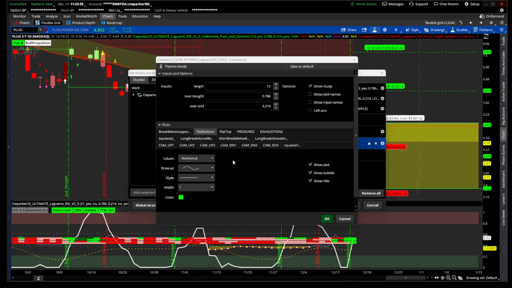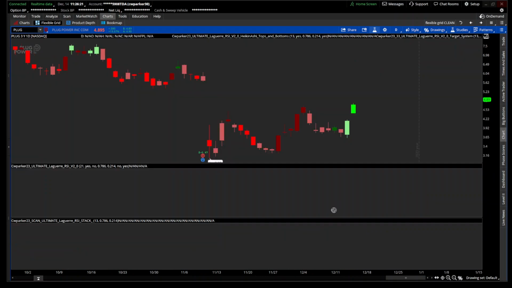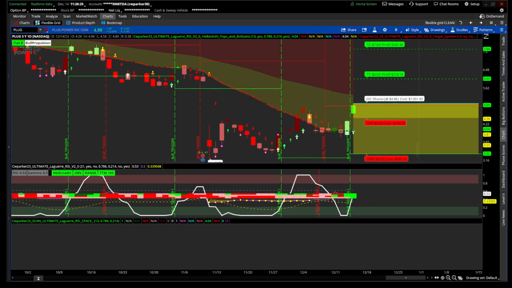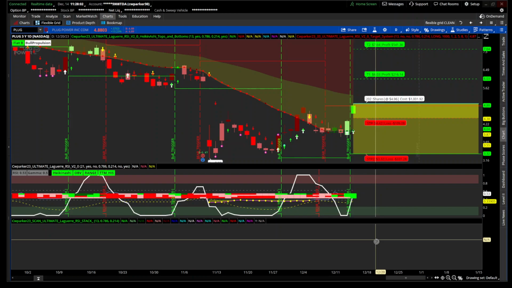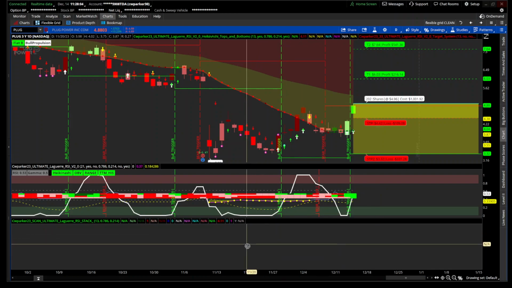The other thing you can search for with the Scan Ultimate is the flat bottoms and flat tops. And I think I showed the pressure and the exhaustion as well. So I think that's everything. The cams are all color coded, and the squeezes, Squeeze 1 and Squeeze 2. So when I add the indicator, the Scan Ultimate Laguerre RSI Stack, you're not going to get anything. This is specifically just used for scanning. That's it. Nothing else.